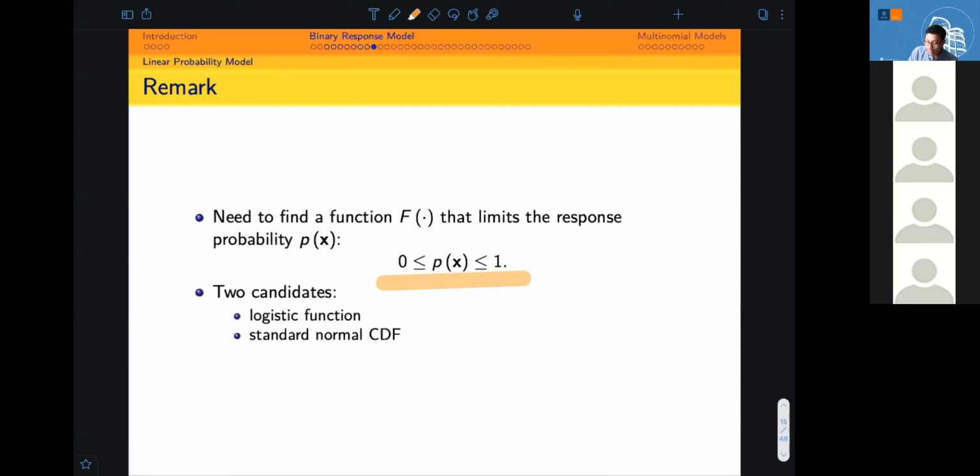And then there are two candidates that we're going to consider. The first candidate is the logistic function, and the second candidate is going to be the standard normal CDF. Okay. All right. So before I move on into the discussion of the logistic function as well as the standard normal CDF, I'm going to open up the floor for questions. Go ahead.